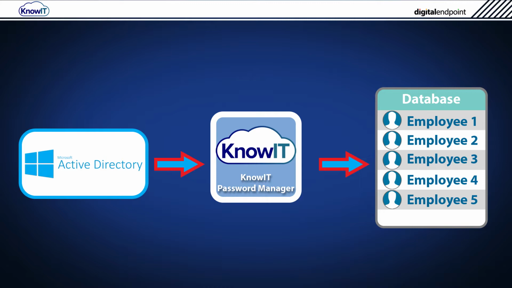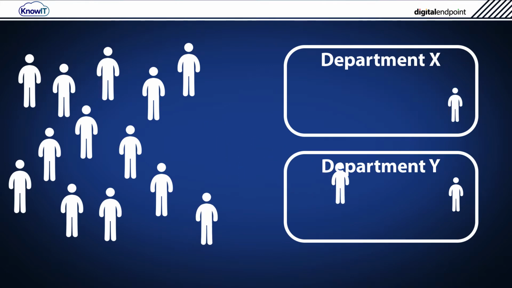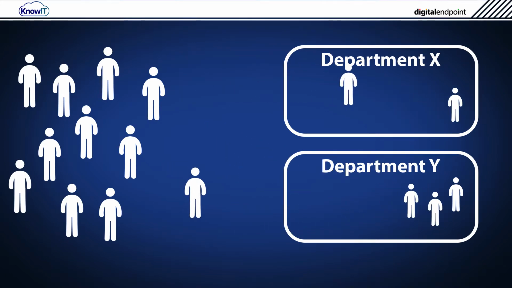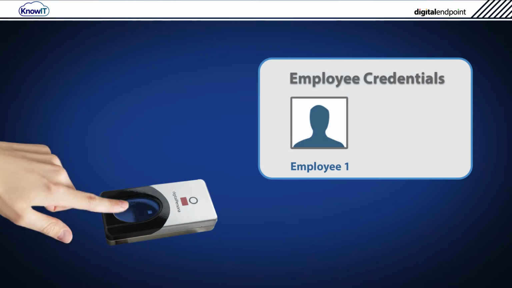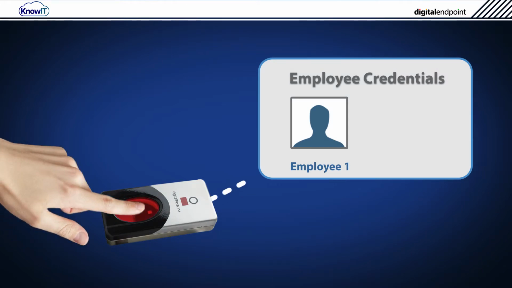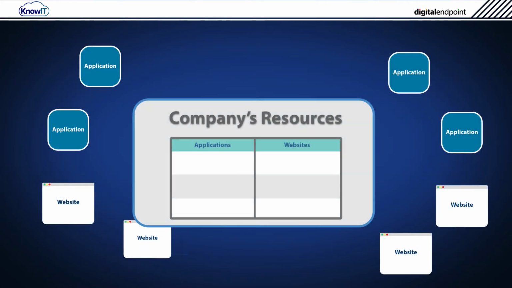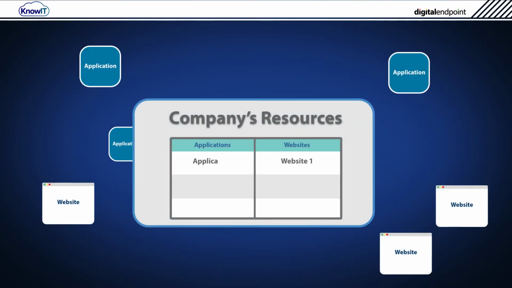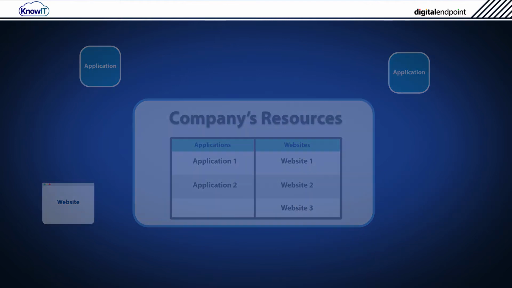Employees can be easily added using Active Directory to create an employee database. The employees in this database can be assigned to departments to match the company's structure. Every employee in the employee database must have their fingerprint scanned by the administrator. The company resources that are to be protected are added next. This can be any website or application that the company wants to control access to.